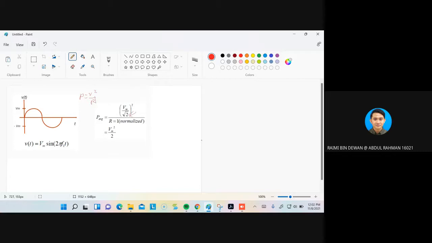Anyone? You can respond on Google Chat. Why do we have square root of 2 there? Just guess. It's important, because it is important for you to know what you don't know, not only what you know. The most important thing is to know what you don't know. So why do we actually have square root of 2 here? Why don't we just use V squared?